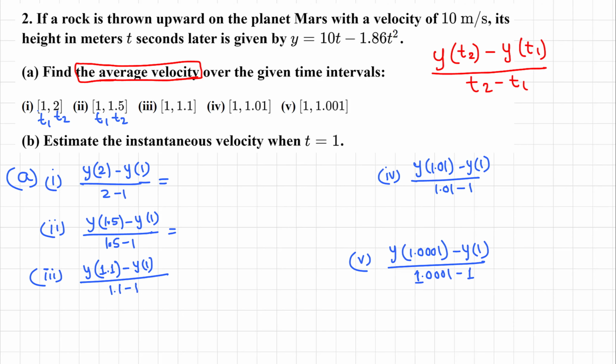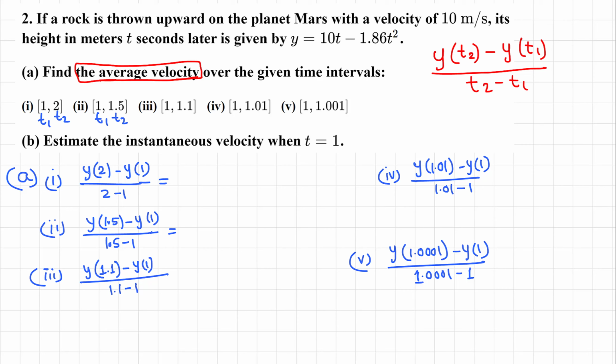So part 1, on this interval 1 to 2, using this average velocity formula, we got y, the height at 2 minus height at 1 divided by 2 minus 1. Part 2, same thing, 1.5. Okay, part 3, 1.1. Part 4, 1.01. Part 5, okay, I just set up.